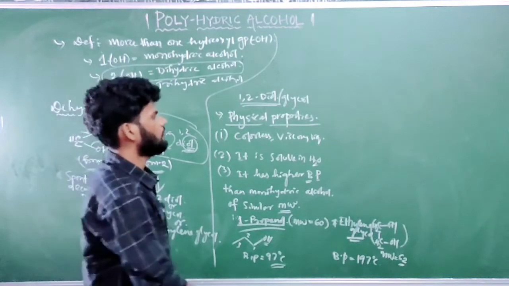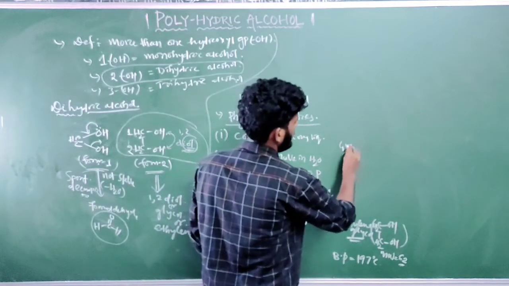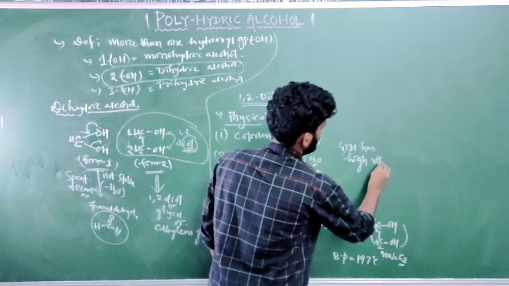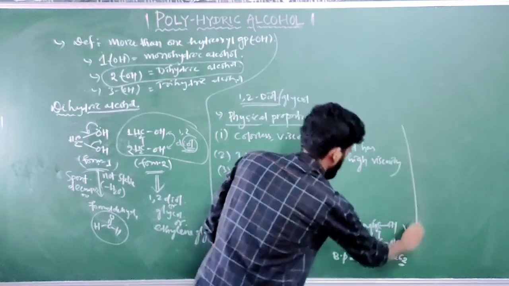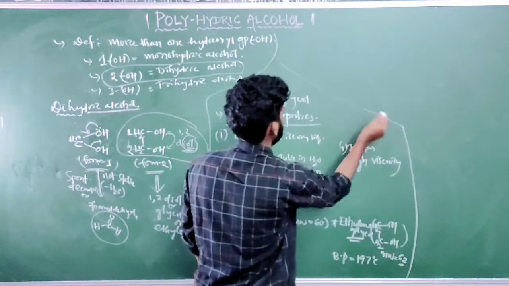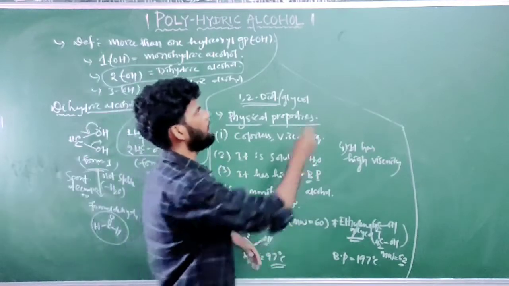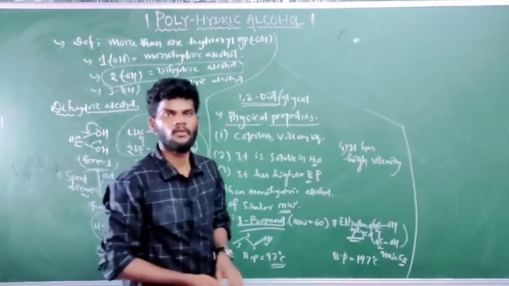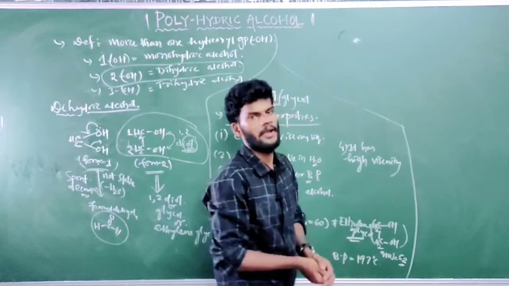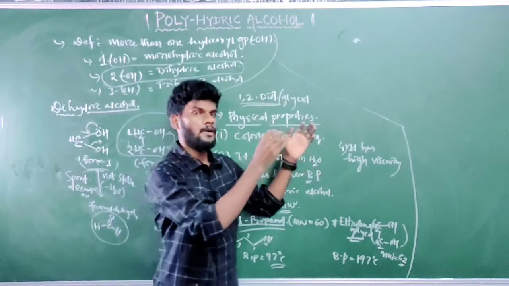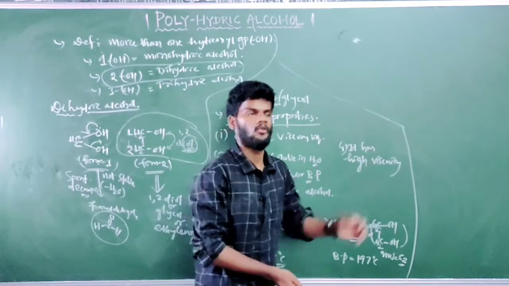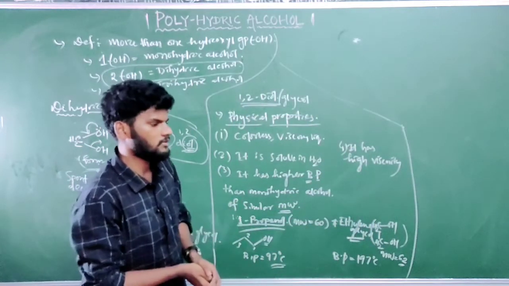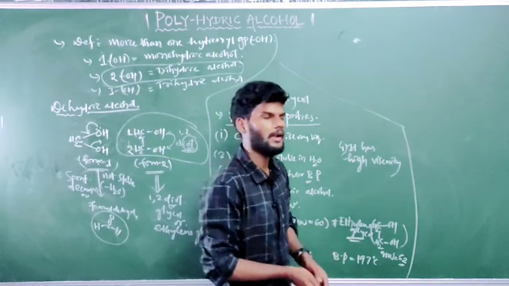And the fourth physical property you can write: it has high viscosity. These are the physical properties. So what is the reason behind all these properties? See the green board on this side. All of you know what intermolecular hydrogen bonding is: the bonding between hydrogen of one molecule and the electronegative element of another molecule. Intermolecular hydrogen bonding is stronger than intramolecular hydrogen bonding.